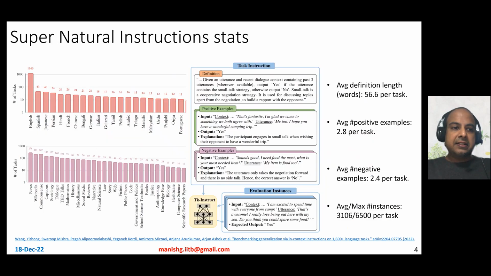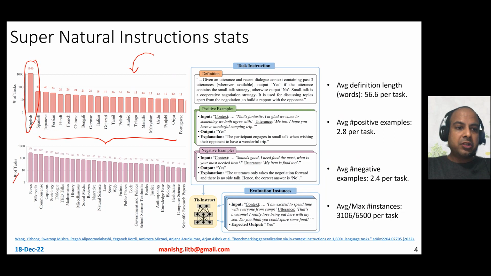In fact, here is a split with respect to languages. I'm not showing all the languages here, but just quickly to notice, a lot of those tasks are English only, but then there are tasks across other languages also. Similarly, here's the domain split. Many of those tasks are news oriented, but then the tasks actually are related to several other domains that you see there.